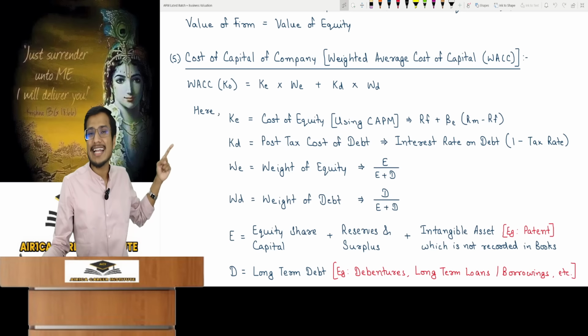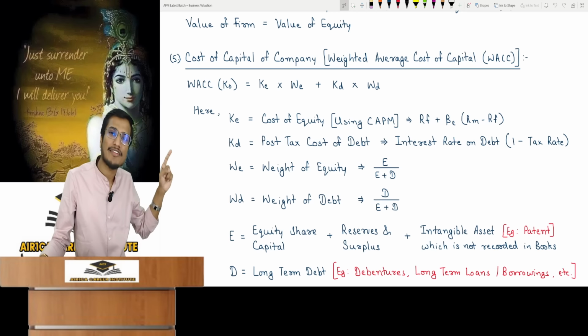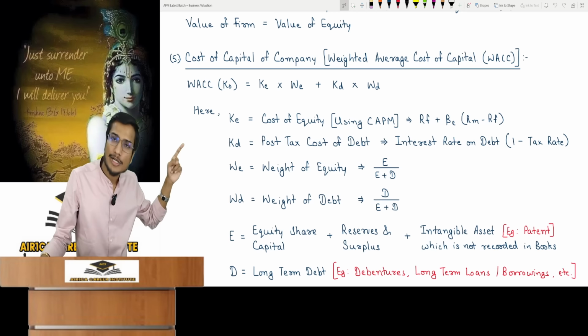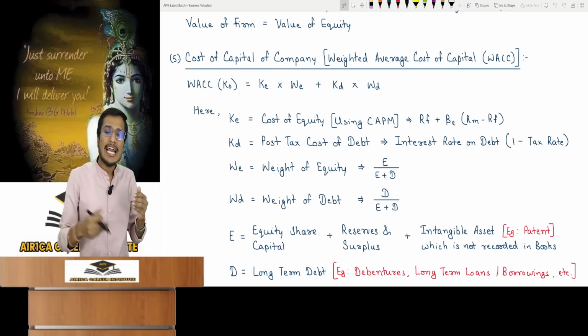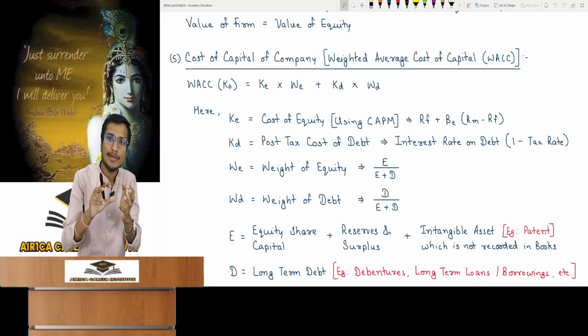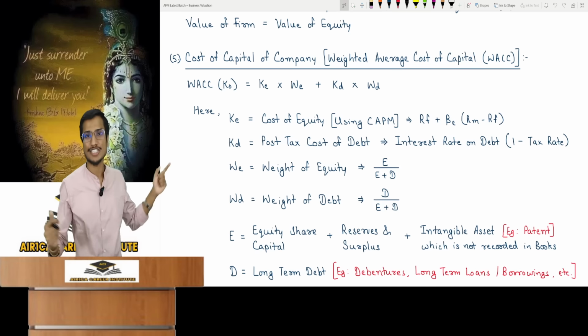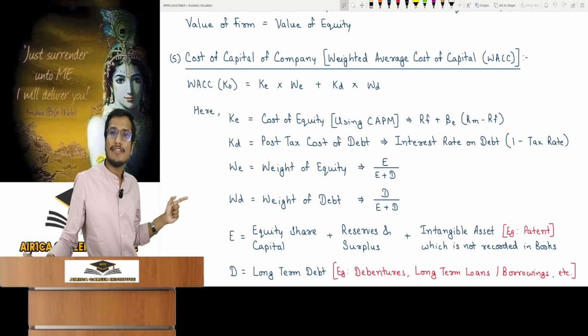So what is the net expense? Interest rate on debt times (1 minus tax rate). This net expense KD is debt cost. Paying interest on debt creates tax savings, and so you should take the net expense that you are actually incurring. W is weight of equity, which is E divided by E plus D. Weight of debt is D divided by E plus D.